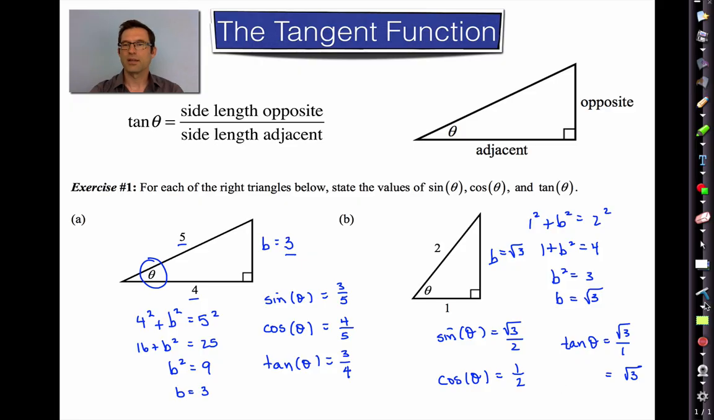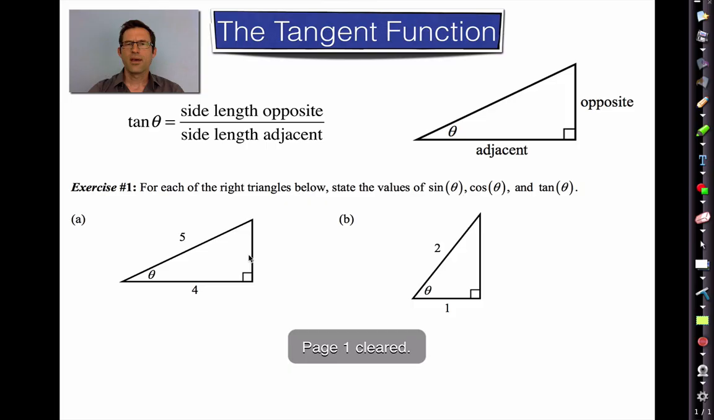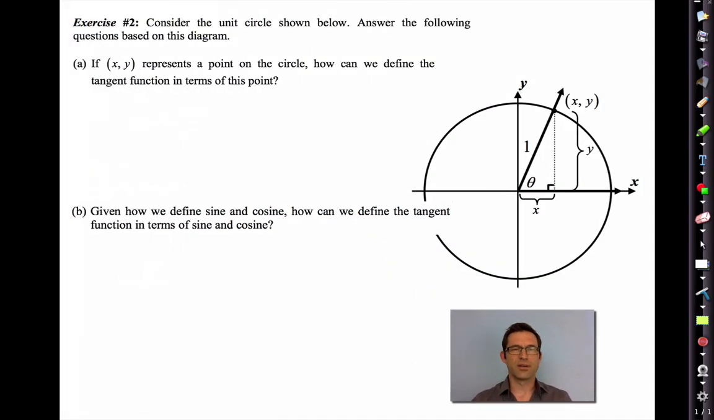Okay, clearing out the text. Now, so far what we haven't done is extend tangent past that just right triangle idea. So let's do that now with our friend the unit circle. So I've got the unit circle diagram there. Letter A says, if x comma y represents a point on the circle, how can we define the tangent function in terms of this point? This is kind of cool, right? I mean, we know that the tangent of the angle is the side opposite divided by the side adjacent.